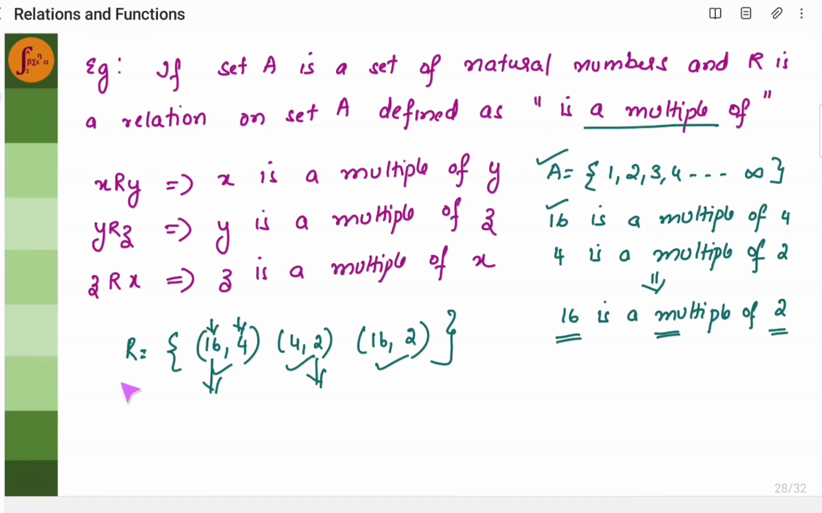Here we took an example of multiple of 4. You can take any example, right? You can take any number, say multiple of 3, multiple of 5. Any example if you take, that is, if x is a multiple of y and y is a multiple of z, then x will surely be a multiple of z. So you can take any number and try this out. This condition will hold good.